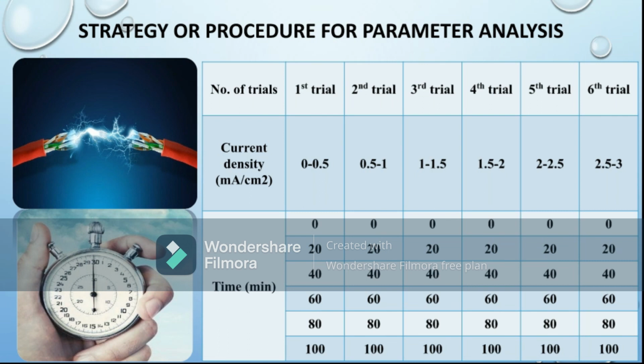Strategy or procedure for parameter analysis. Take 6 trials. In the first trial, apply current density of 0.5 mA per centimeter square. After each trial, increase the current density by 0.5 mA per centimeter square. In each trial, take a reaction time of about 0 to 100 minutes. After each 20 minutes, measure the characteristics of the sample. At the end, compare the results of each trial.